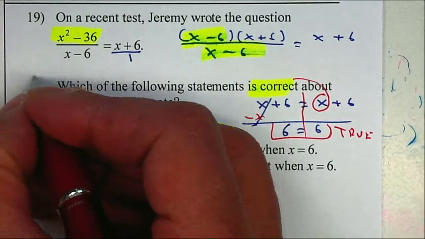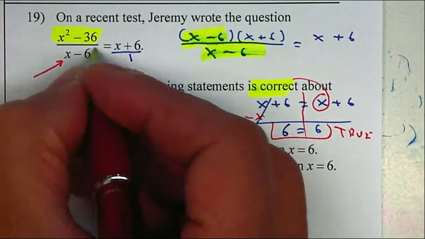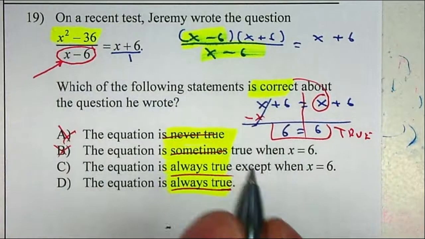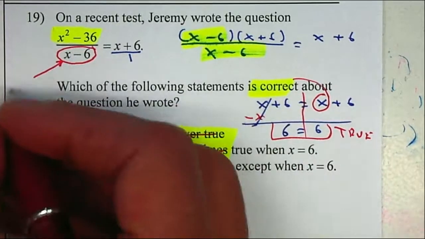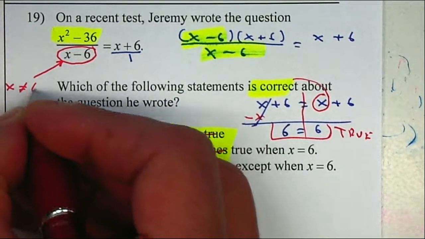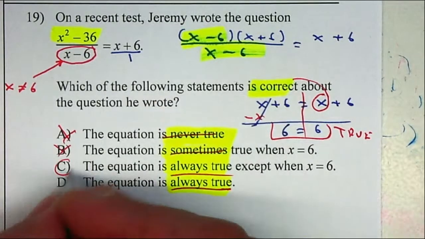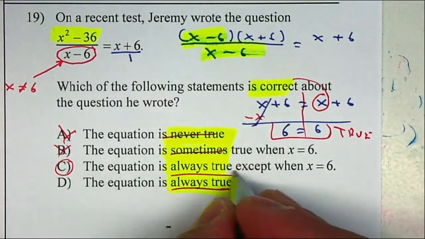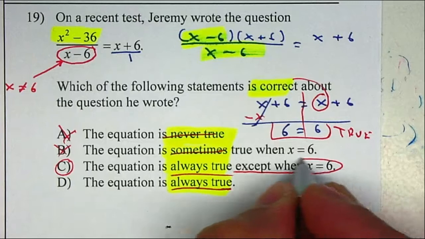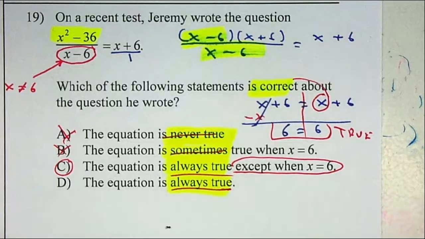Remember that whenever you have an x on the denominator, your denominator cannot be 0. So therefore, x cannot be equal to 6, because 6 minus 6 will give you a 0. So therefore, your answer is C. It's always true except when x equal to 6. That will give you an error or undefined.